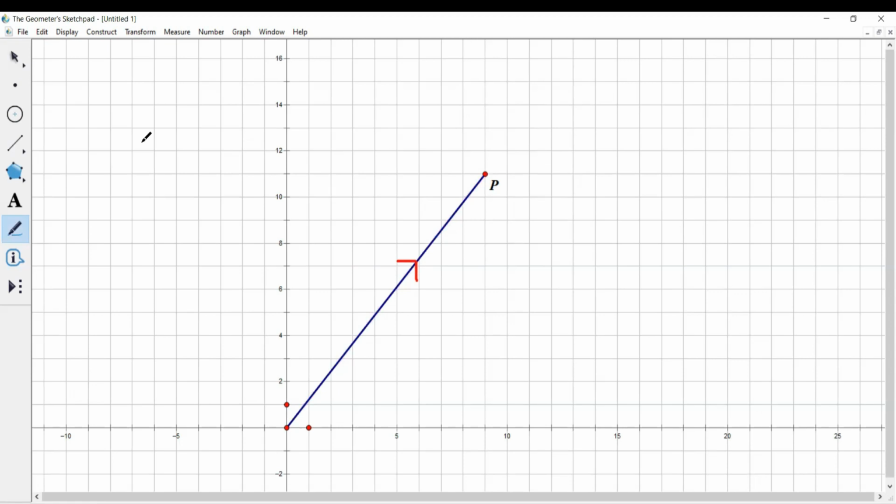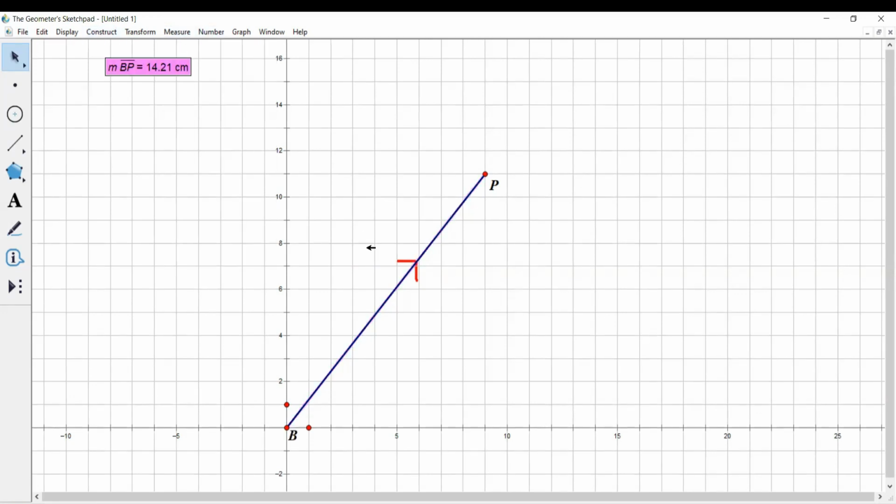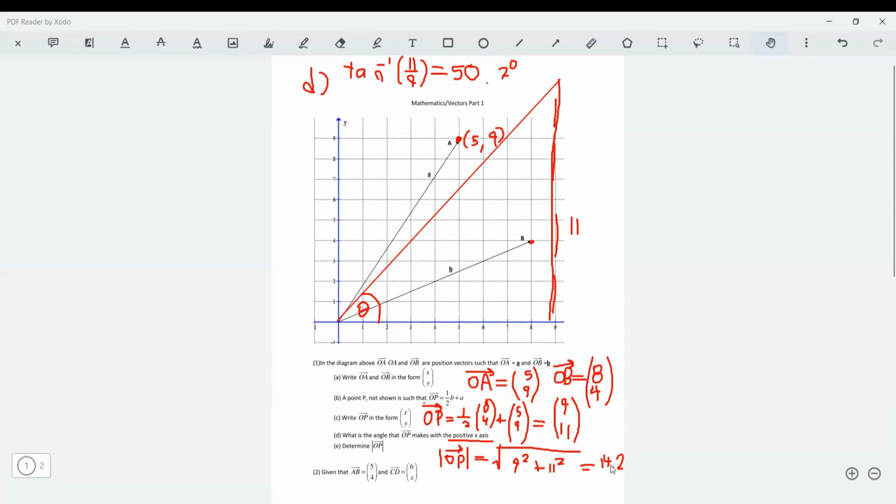Now what we just found was that the length of OP was 14.21. Let's verify it. So what I'm going to do is go to Measure, Length. Look at that, 14.21. When we did our question, what did we get for the length? 14.21. Now we got that the angle it makes with the positive x-axis was 50.7 degrees.